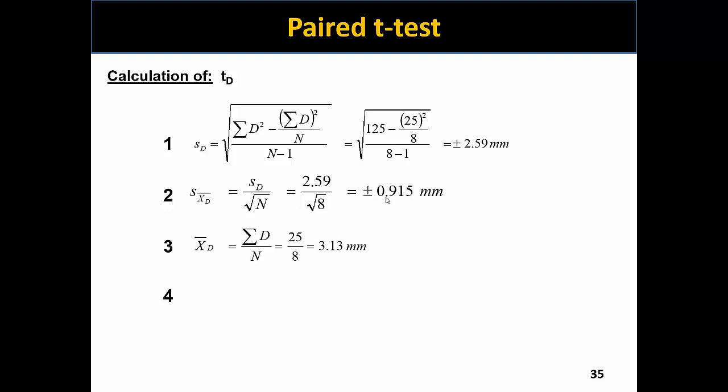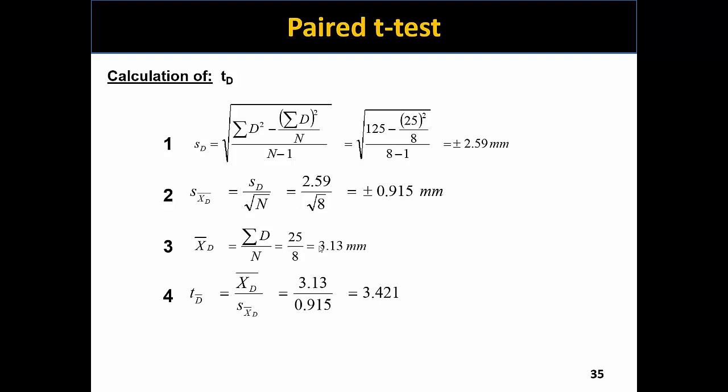0.915 millimeters. In calculating the average of the difference scores, this is just simply adding up all of the difference values from the respective column in the table, and we divide it by the sample size. So 25 divided by 8 means that the 8 participants collectively had an average decrease in tumor size by 3.13 millimeters, and this is an average collapsed across all 8 participants.